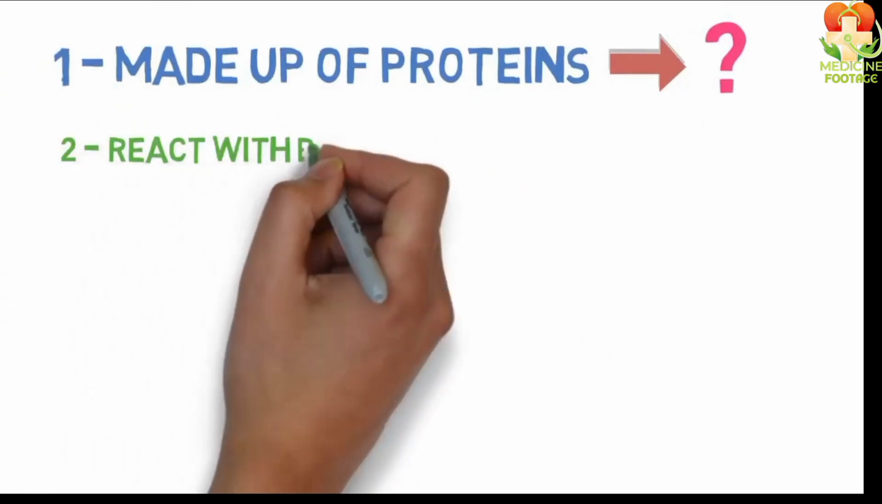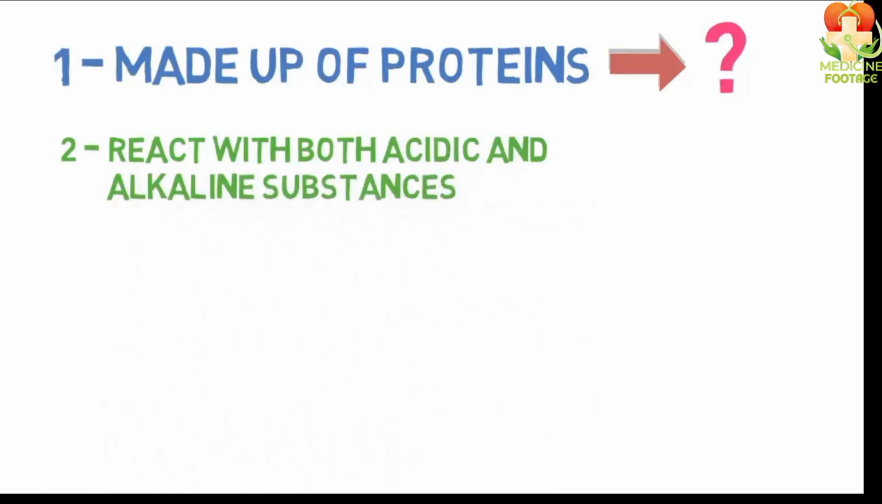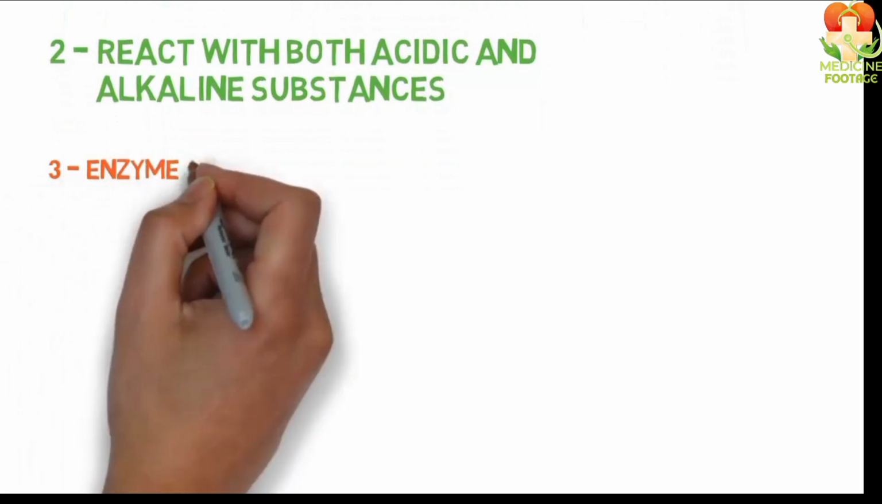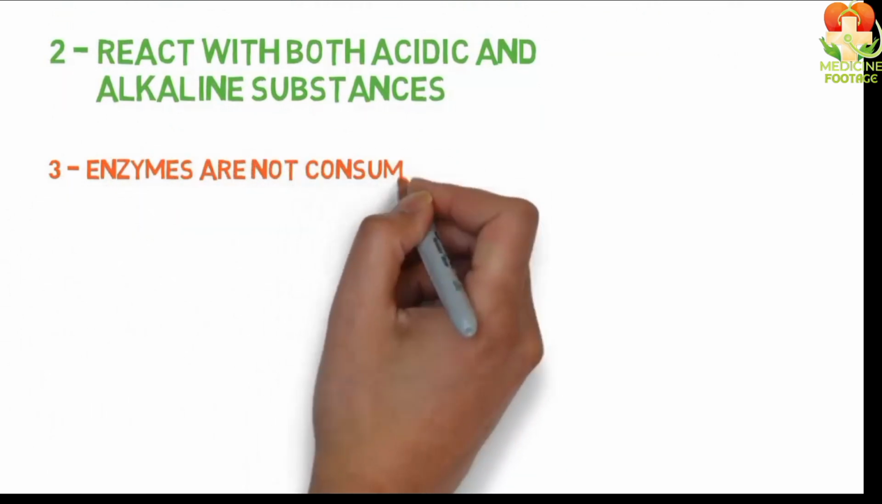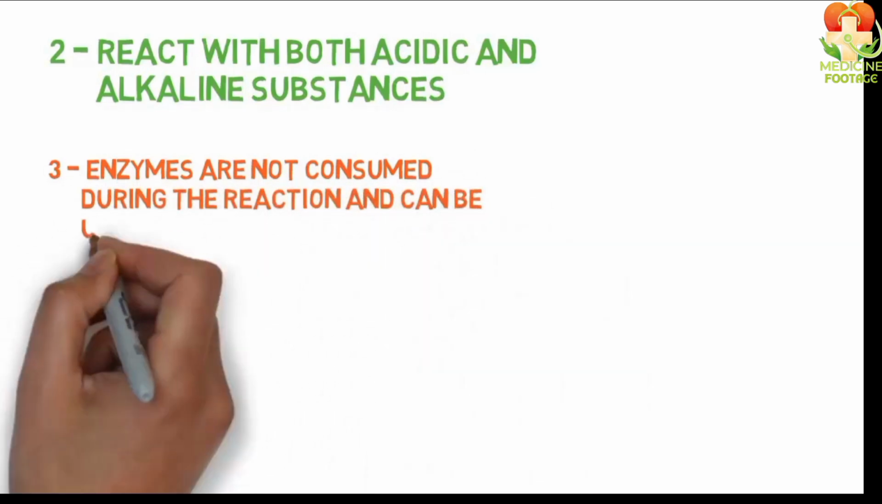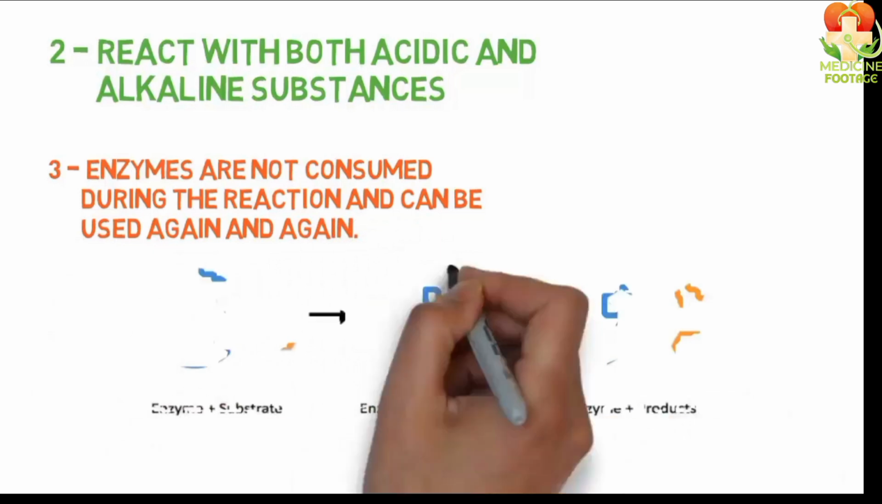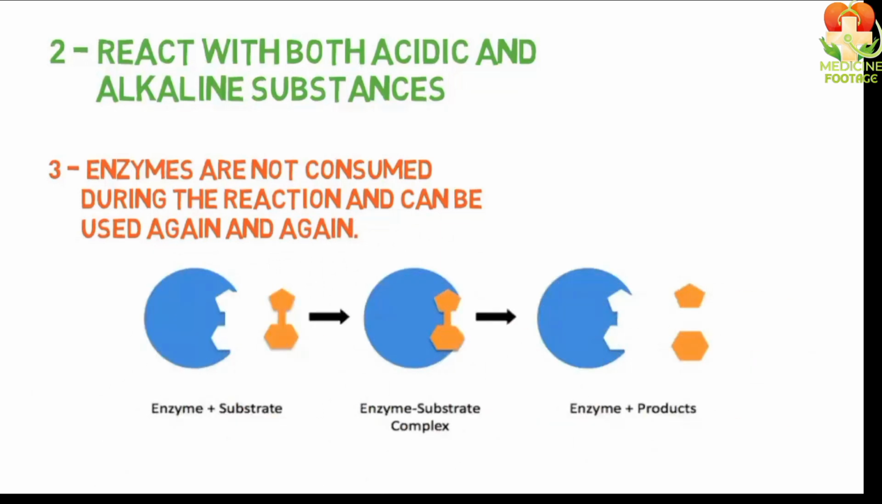Number 2. Enzymes can react with both acidic and alkaline substances. Number 3. Enzymes are not consumed in reactions. They are not used up. Instead, they remain unchanged and can be used repeatedly. For example, in this reaction, you see the blue enzyme combining with the substrate to form a product. After the reaction, the blue enzyme remains the same, indicating that it can be used again without any changes.